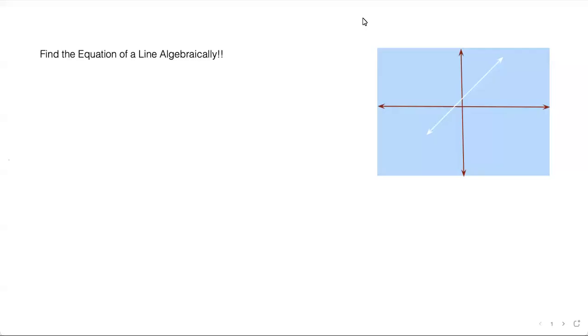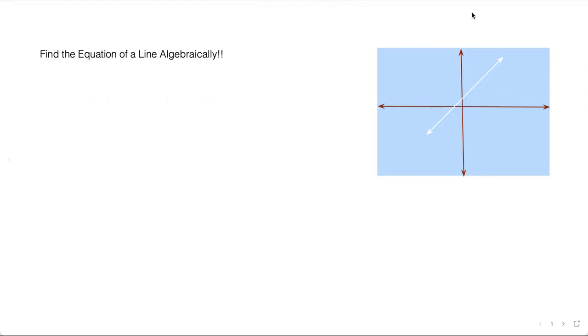Okay, here are our notes for today. We just went through a unit on finding or graphing the equation of a line using different methods. So we did a t-chart, we did intercepts, and we did slope-intercept. So in the past, I just put this picture over here.